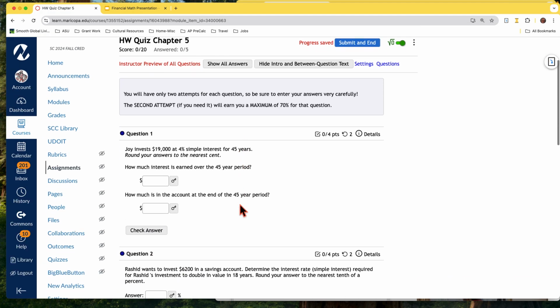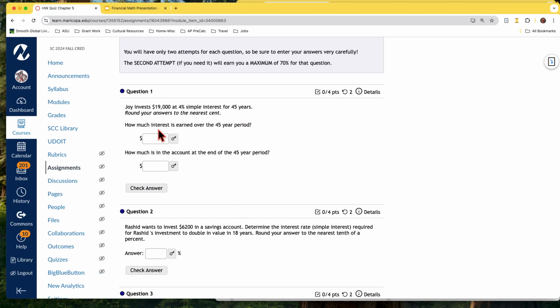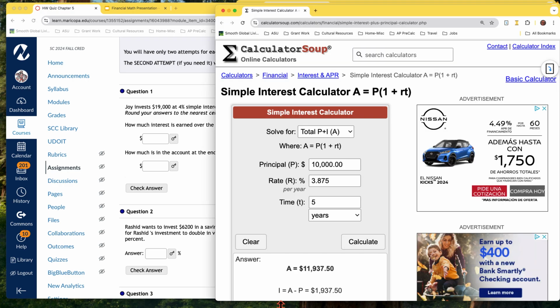There we go. Okay. So this question: Joy invests $19,000 at 4% simple interest, so we're going to use the simple interest calculator, right? For 45 years. How much interest is earned over the 45-year period, and how much is in the account at the end of the 45-year period? We're going to use the simple interest calculator: 19,000, 4%, 45 years.